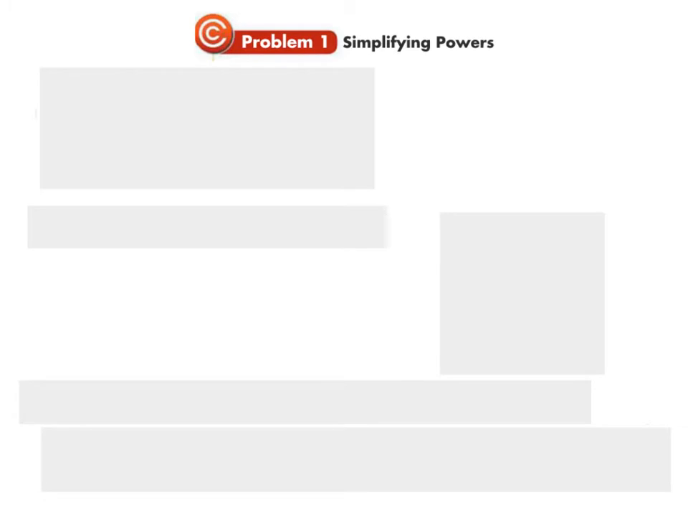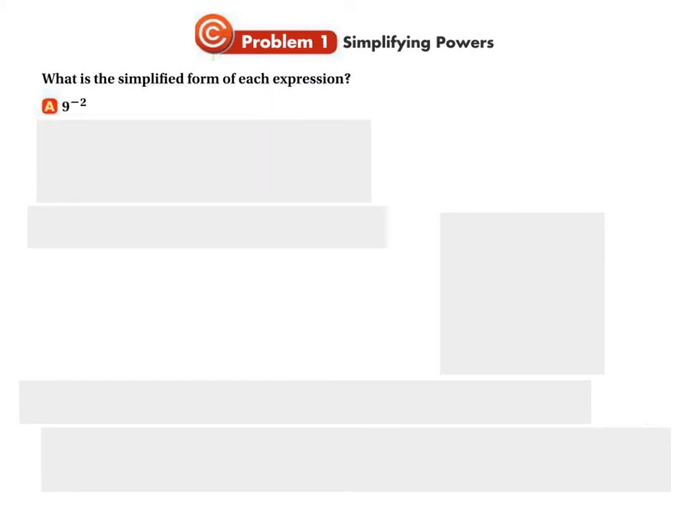Okay, so problem 1 is simplifying powers. What does this look like? Well, what is the simplified form of each expression? Problem 1a says 9 to the negative second power. How do we deal with this? Well, the definition of negative exponents says that we would take that base of 9 and put a positive exponent of 2 on it by putting it in the denominator. Okay, 9 to the negative second is 1 over 9 to the positive second.